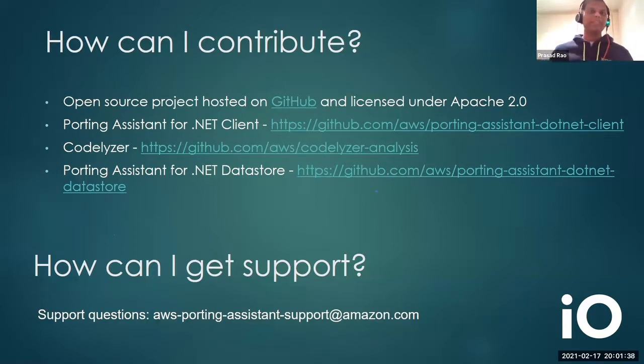So if you see any recommendation that is not up to date, or if you see any incorrect data, we welcome all the contributions from the developer community. So feel free to raise a pull request or engage with us. There is an email ID if you want support: AWS Porting Assistant Support at Amazon.com.